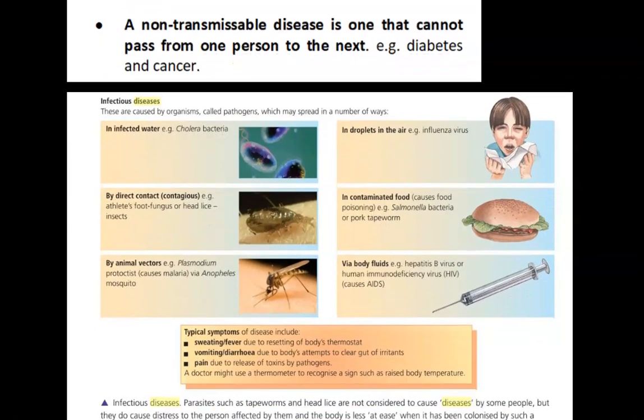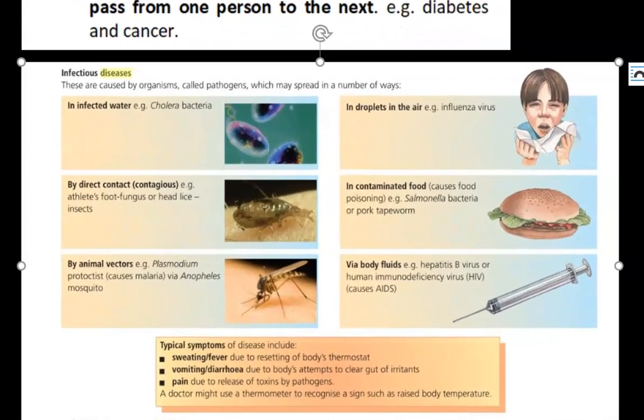If you look at this diagram here, I'm just going to enlarge it a bit. You are seeing different ways that transmissible or infectious diseases occur. You can have cholera bacteria present in infected water. You can have fungi in direct contact with you. Now we're in the age of coronavirus, so droplets in the air. Contaminated food through salmonella bacteria. Bodily fluids. All of these contain the pathogens which transmit the disease.